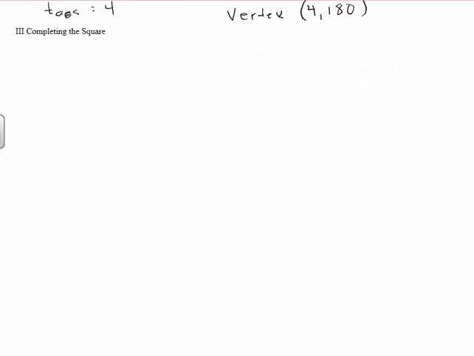In our last method, completing the square, this is going to take the whole standard form and convert it to vertex form. So I'm just going to rewrite the equation so we can see it: negative 5t squared plus 40t plus 100.